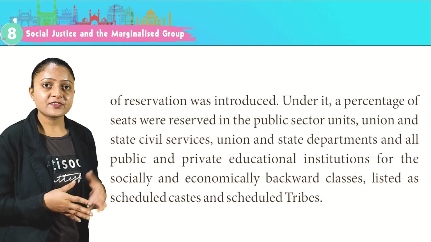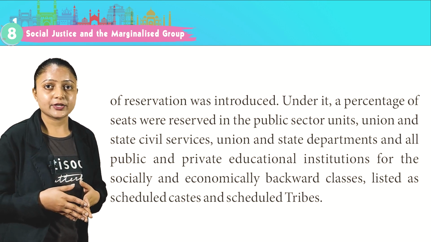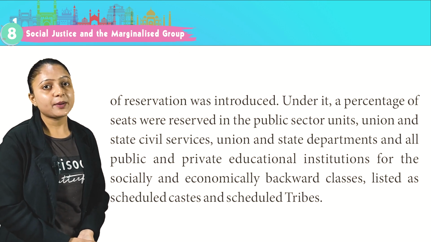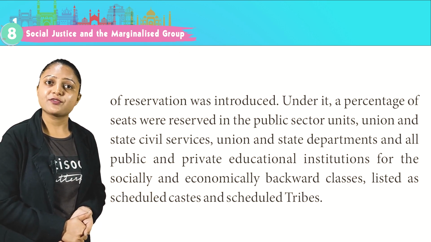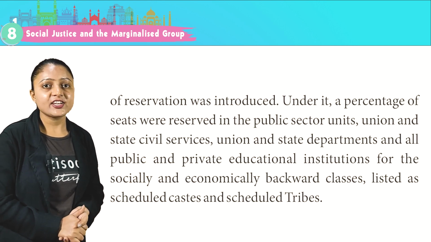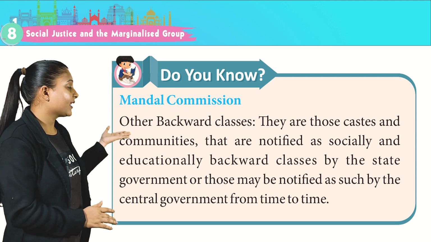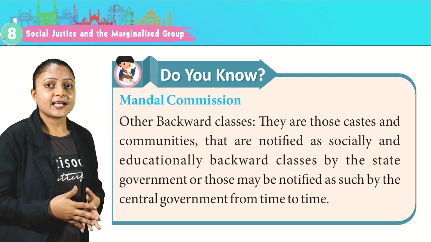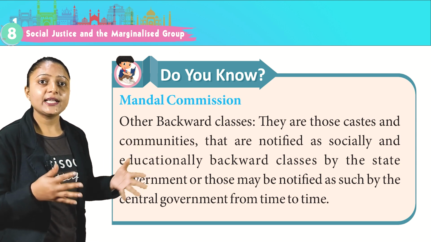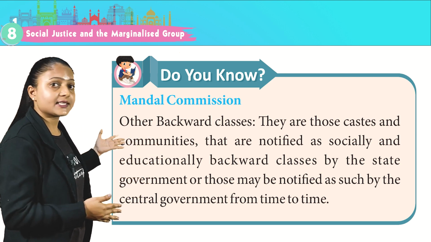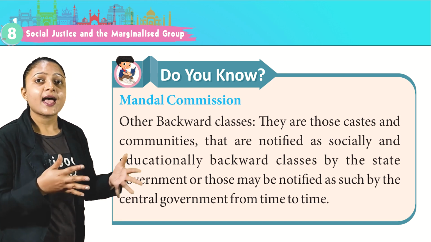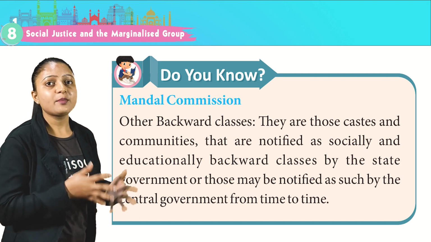Under it, a percentage of seats were reserved in the public sector units, union and state civil services, union and state departments, and all public and private educational institutions for the socially and economically backward classes, listed as scheduled caste and scheduled tribes. Do you know Mandal Commission? Other backward classes are those castes and communities that are notified as socially and educationally backward classes by the state government, or may be notified as such by the central government from time to time.